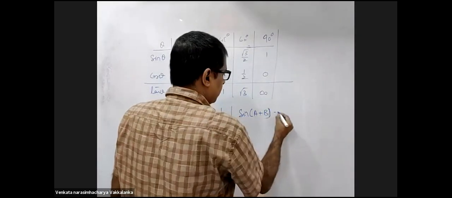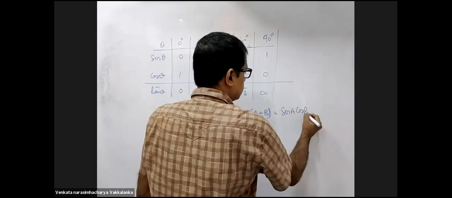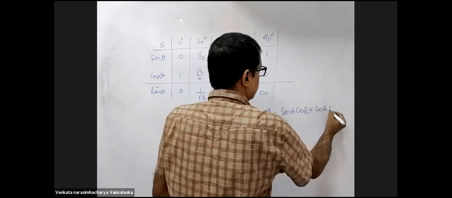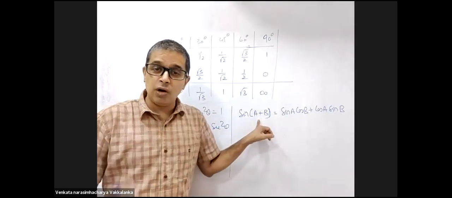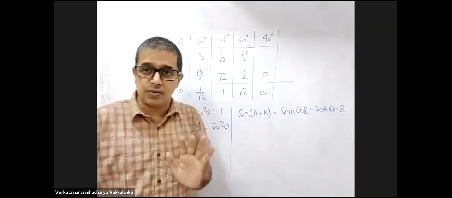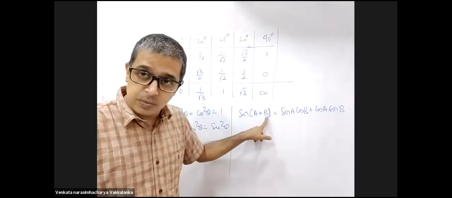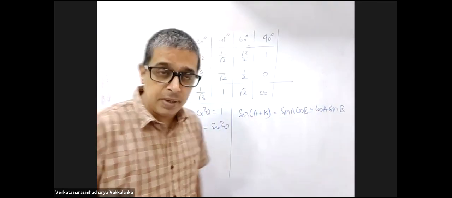Sin A cos B plus cos A sin B. This is the compound angle formula, sin of A plus B. Yes, you have to memorize this. Sin A plus B is sin A cos B plus cos A sin B.